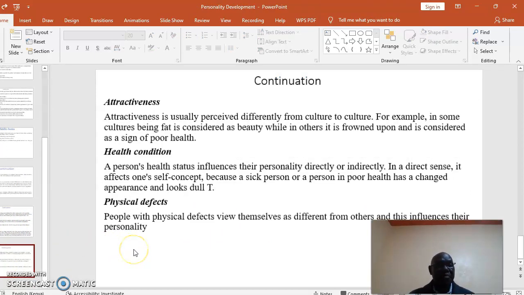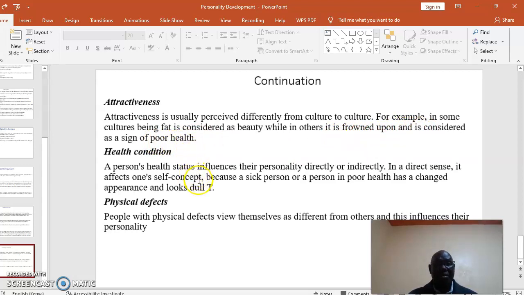As we wind up, let's continue looking at the other individual differences, or the aspects of personality development. Attractiveness is usually perceived differently from culture to culture. For example, in some cultures, being fat is considered as beauty, while in others, it is frowned upon and is considered a sign of poor health.